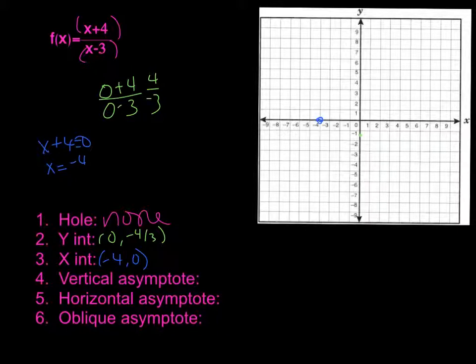Then vertical asymptote, let me change colors. Okay, for a vertical asymptote, you need to set the denominator equal to 0. So x minus 3 equals 0. My x is 3. And they are equations of lines. So you're going to draw a line at x equals 3.